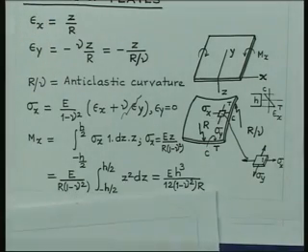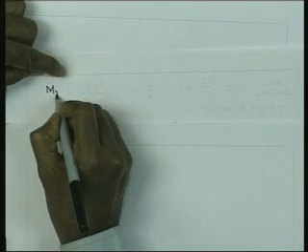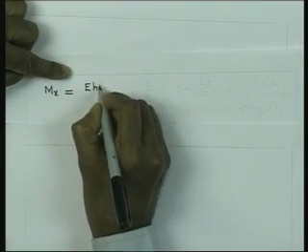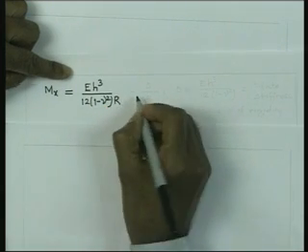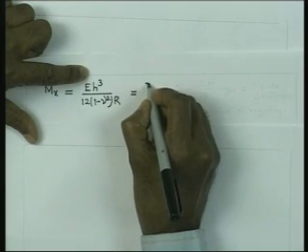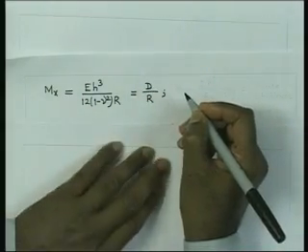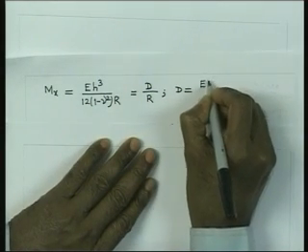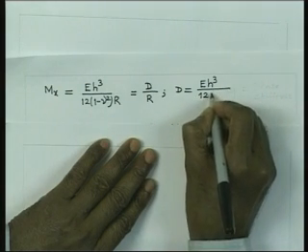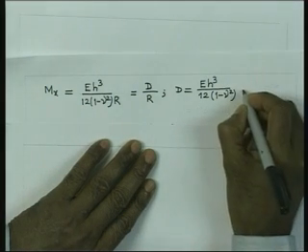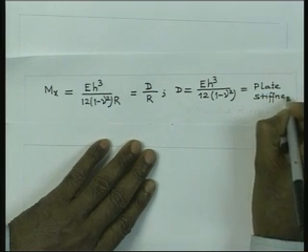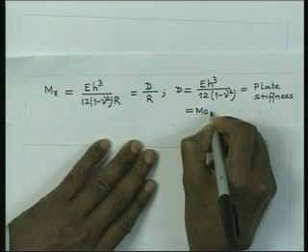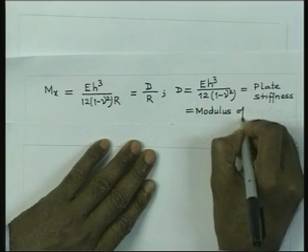And this quantity we try to write like this: mx is equal to E h cube by 12 into 1 minus nu square into r, and we write this as D by r, where D is equivalent to E into I, and D is equal to E h cube by 12 into 1 minus nu square, and this is known as plate stiffness, or modulus of rigidity.